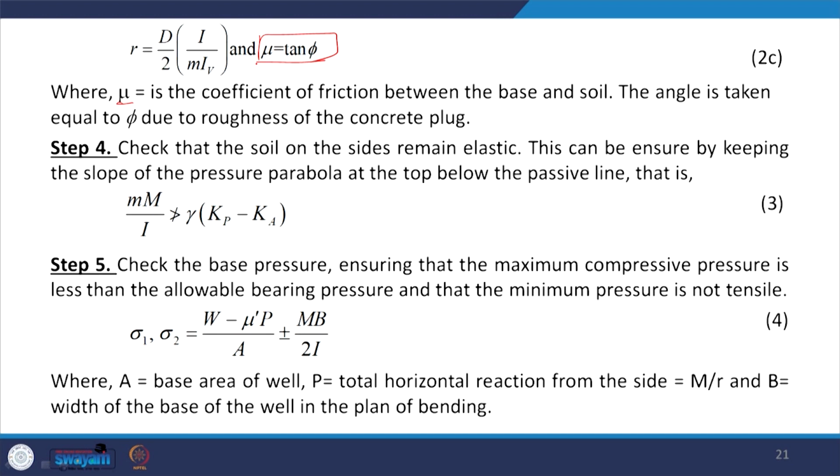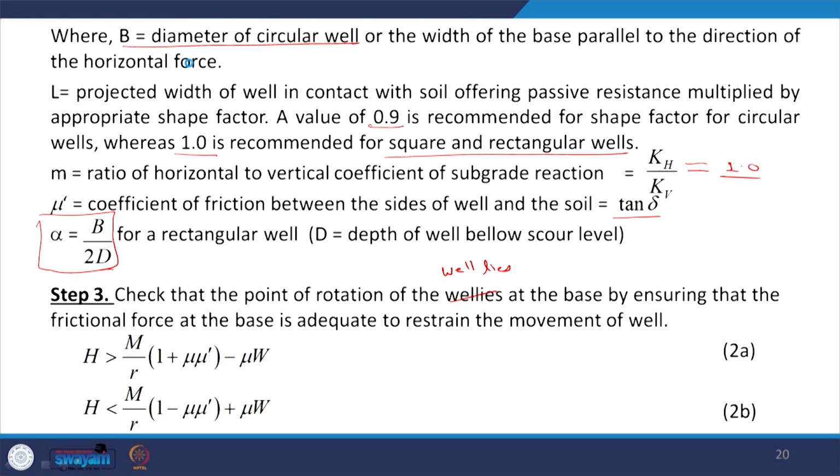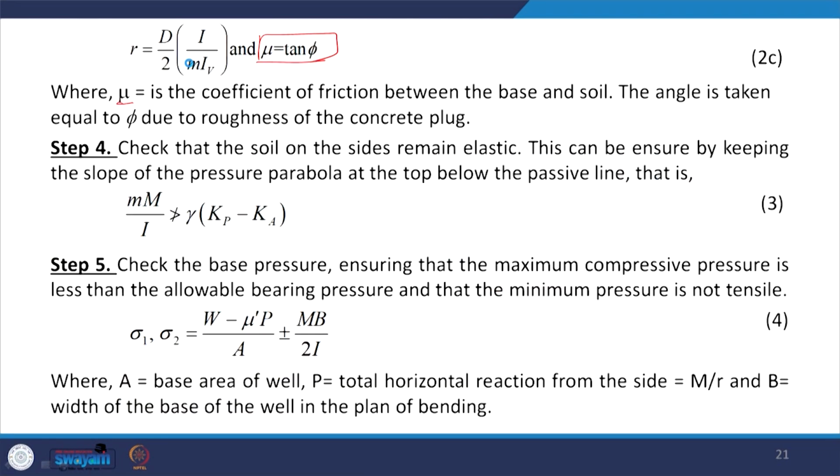As far as R is concerned, R is given by this relation: d by 2, I m I v. Again, d is the depth of the well, not the diameter. I is known, I v is known, m is known. So, once R is calculated, in equations 2a and 2b all things are known, and then we can work on these equations. We can decide what should be the value of H for a given value of M and W. This was the first check.